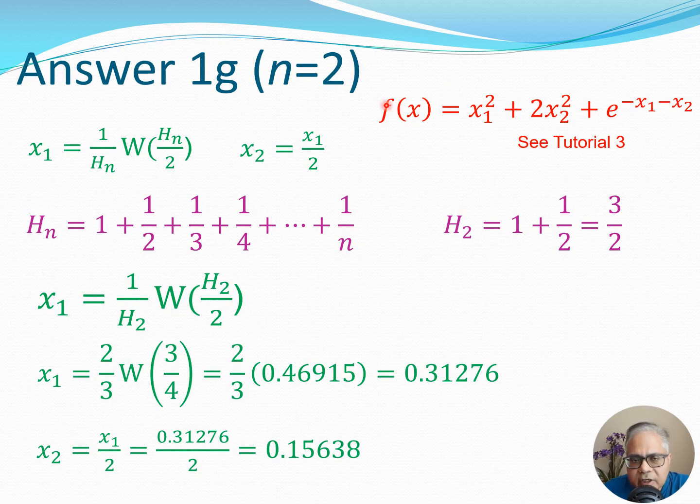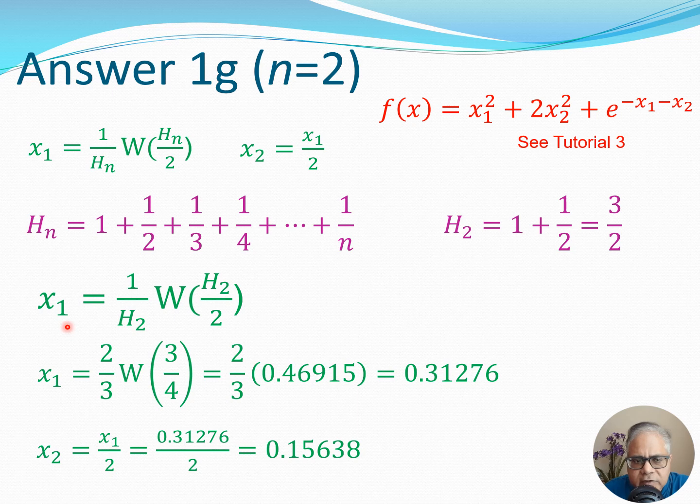Now let's check out the case where n is 2. Now n is 2, the function was f(x) is x1 square plus 2 x2 square plus e to the power minus x1 minus x2. And in tutorial 3 we have solved this particular problem. But here in the general solution I take the case of x1 and I know x2 is going to be x1 by 2. And now I calculate h2 using this expression for hn. So you can see h2 is immediately going to be 1 plus half. So we retain only two terms of this series, and that is 3 by 2.